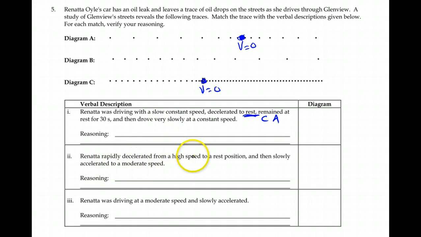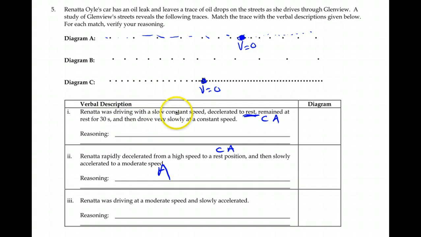Renata rapidly decelerated from a high speed to a rest position. So again, we need rest. So again, this is going to be between C and A. And then slowly accelerated to a moderate speed. So we're going to need something where we see the pictures getting closer together and then farther apart. Closer together as we come in this way, stop, and then farther apart. Okay, so it says moderate speed, but that seems to be reasonable. So I would say that's A. Now that's going to indicate this is C, so let's see if that works.